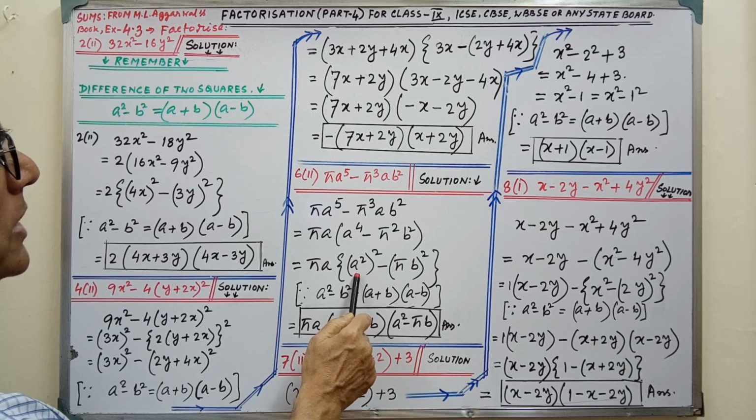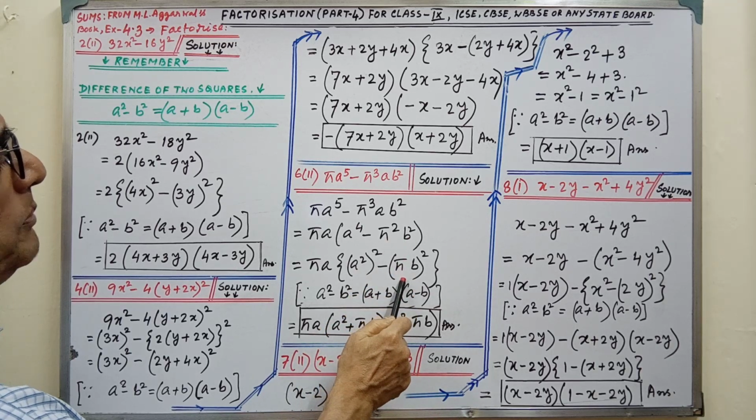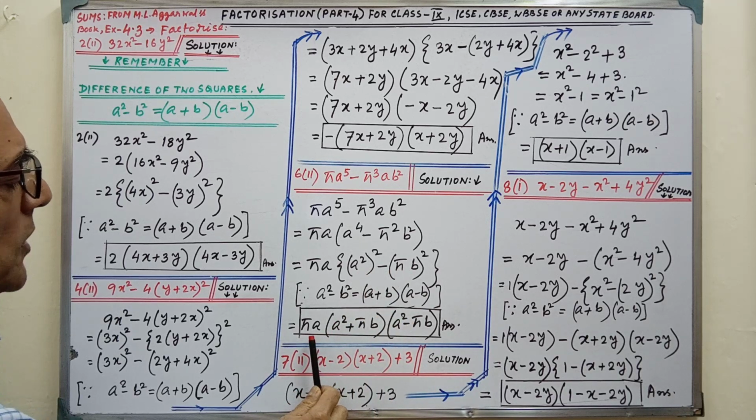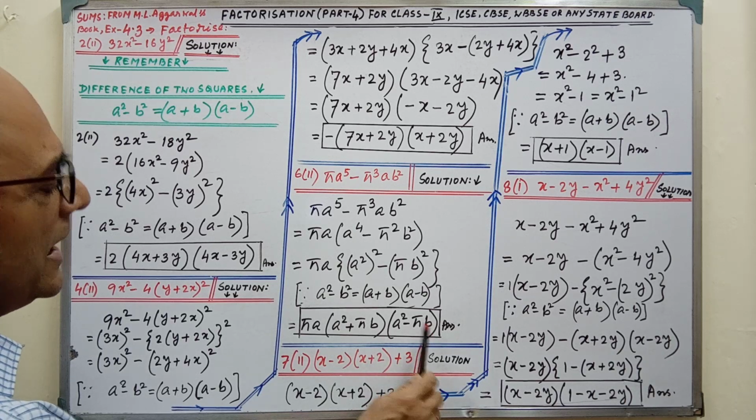So a square whole square and pi b whole square. Then we are getting a square minus b square. Then by applying the formula a plus b into a minus b, we will get the answer.